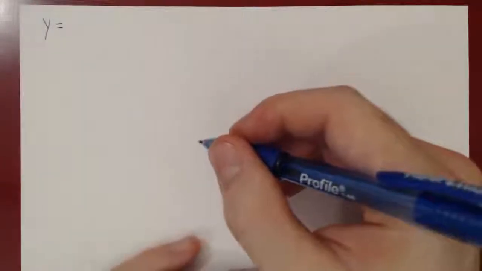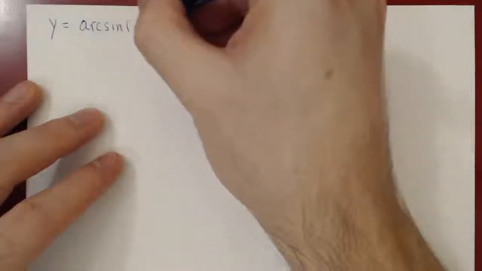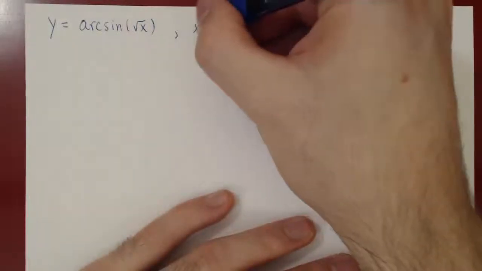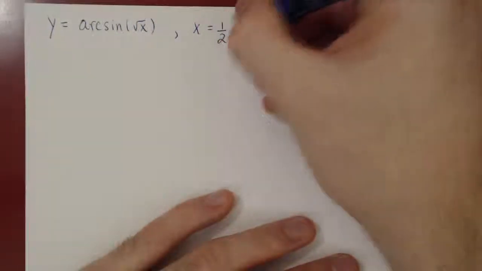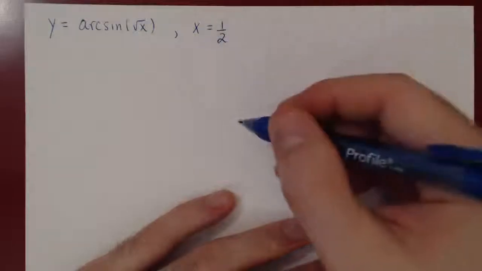So same question, we want the equation of the tangent line to the function y equals, and now we'll take the arc sine of root of x, and we want the tangent line, say, at the point x equals 1/2. Well, before we find the equation of the tangent line, let us first find the corresponding y value.